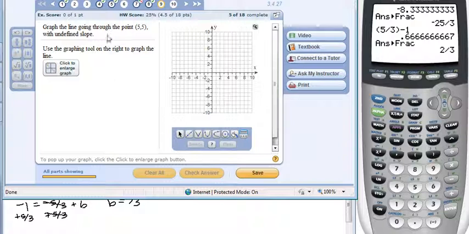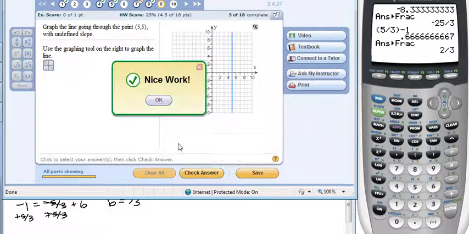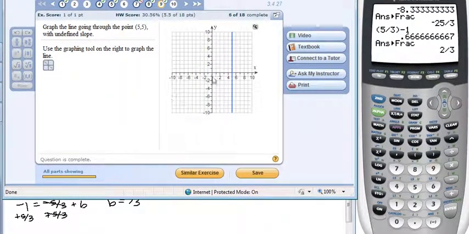Alright, here's a different type. It says that I want to graph a line going through this point. Okay, so that's where we'll start, is 5, 5. Okay, so it goes through that point, and the information that I have here is an undefined slope. Well, an undefined slope means what? It means it's a vertical line. Okay, so I just pick any other point that has an x coordinate of 5, and I'm done. Remember, anything with a 0 slope is horizontal, anything with an undefined slope is vertical. Anything running uphill is positive, and anything running downhill is negative.